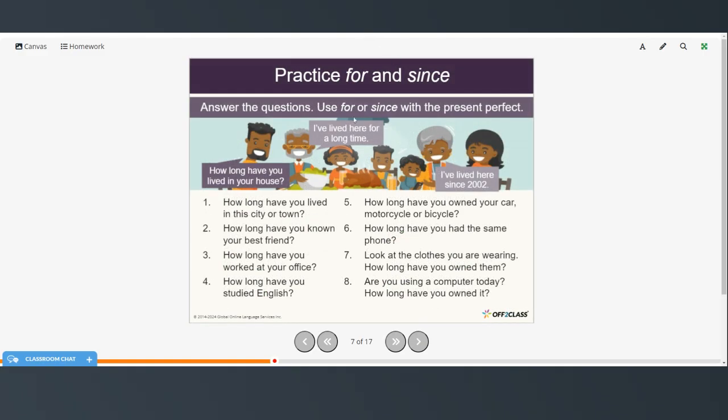All right, so now practice answering the questions using for or since with the present perfect. And you can try these on your own. The answers will be different for each person, but go ahead and try those on your own.